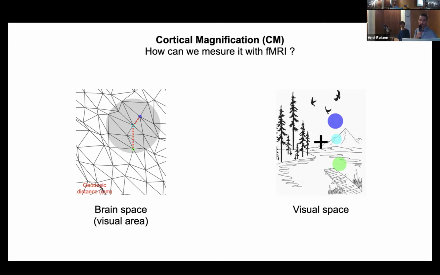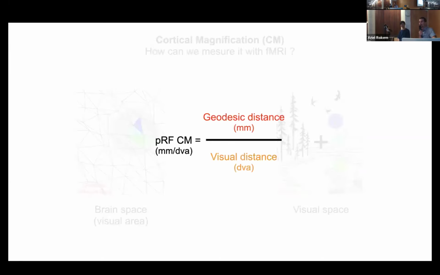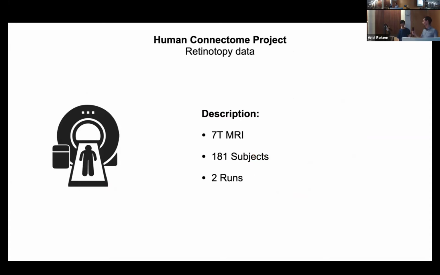And then what we can do is measure the geodesic distance between the vertex and all of its neighbors and take the median. And we can do exactly the same with the visual distance on the corresponding receptive fields. And finally, we obtain the cortical magnification in millimeters per degree of visual angle, which is just the division of the geodesic distance by the visual distance.